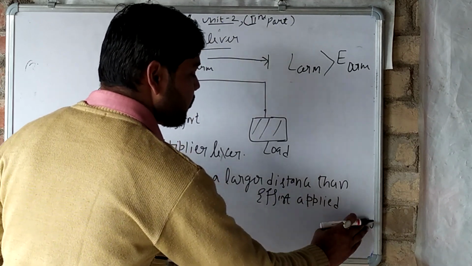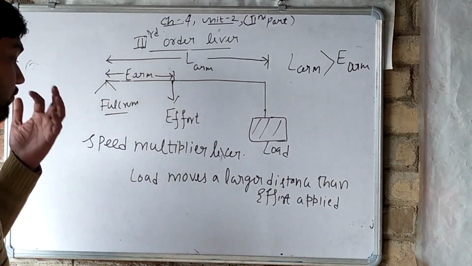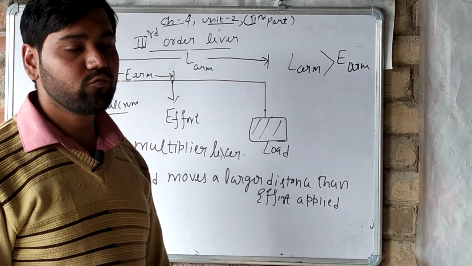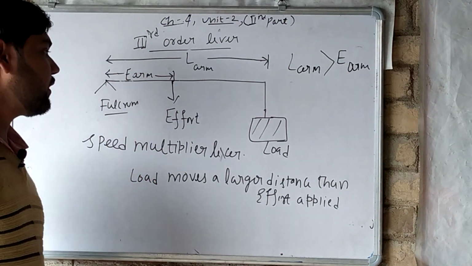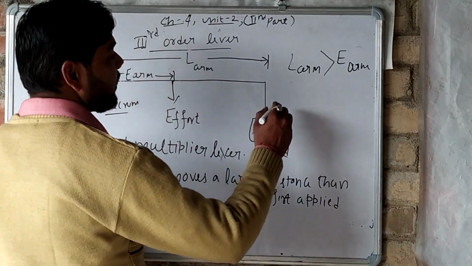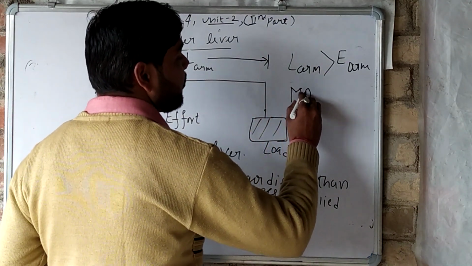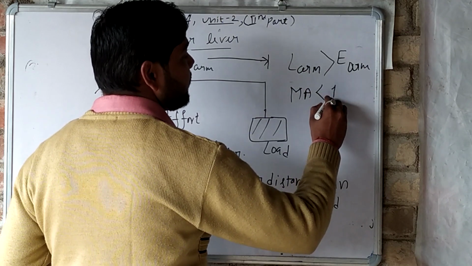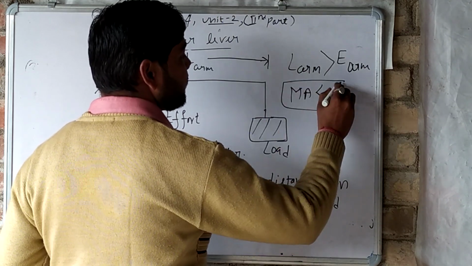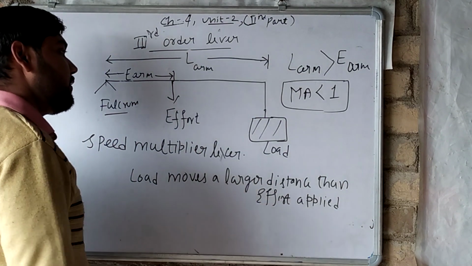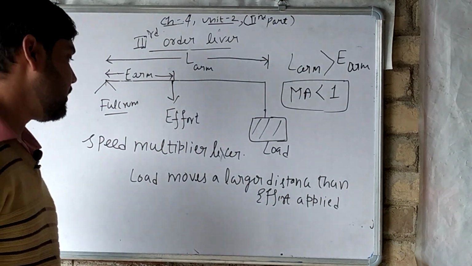Okay, the load moves a larger distance than what we applied as effort. That is why it is called a speed multiplier, and the mechanical advantage of this type of lever is always less than 1.